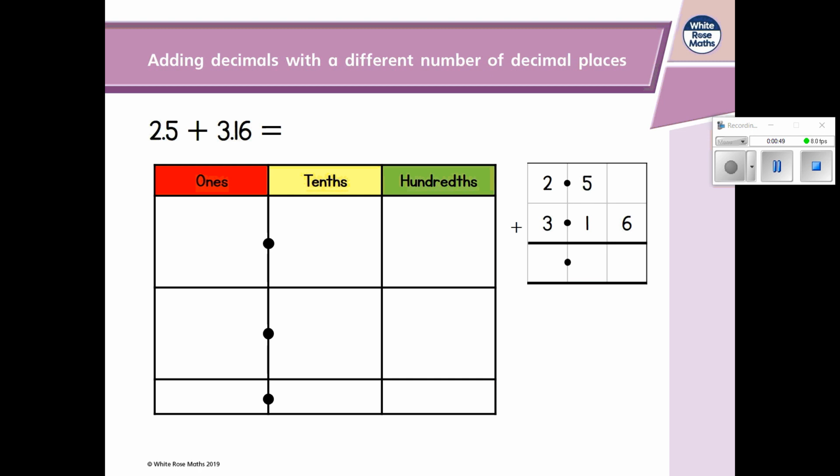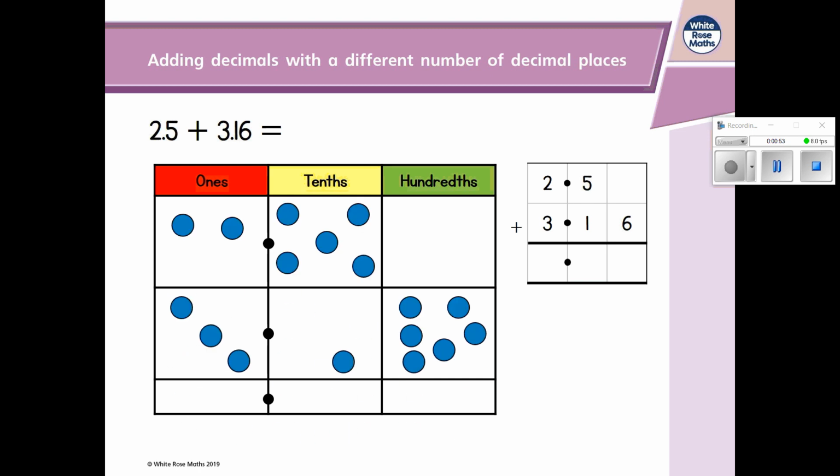Let's represent both of those numbers in the place value grid using counters. Now, look at the column method to the right. Notice how I've lined up the decimal points. The first thing that we need to do is look at the hundredths column. We need to do 0 hundredths add 6 hundredths. This is equal to 6 hundredths.